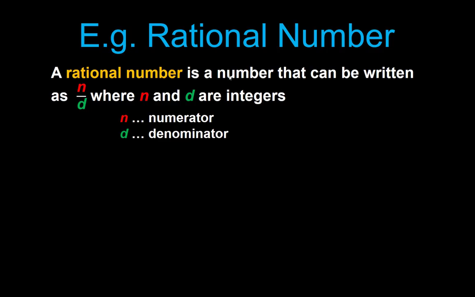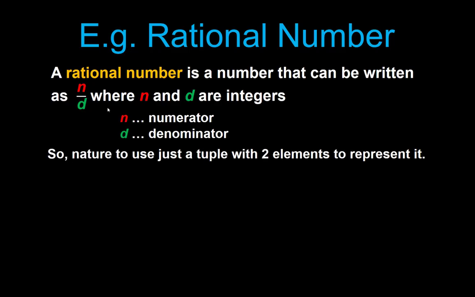A rational number is a number that can be written as n over d, a fraction, where n and d are integers. N is called the numerator and d is called the denominator. Since a rational number can be viewed as two integers, it is natural then to use a tuple with two elements to represent it. Of course, this is just one way of doing so. We will show you another way later on.